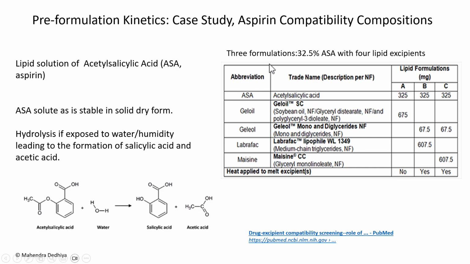In this study, 32.5% of ASA and 4 lipids were looked at. The lipid formulation composition is shown here. Gelucire, a mono and diglycerides; Labrafac, medium chain triglycerides; and Maisine, which is glycerol monooleate. In 2 cases, heat was applied to melt the excipients.